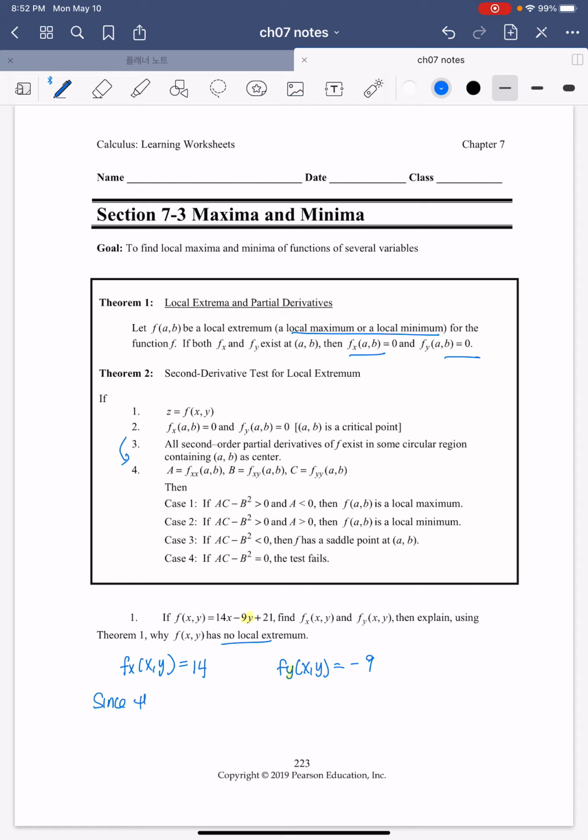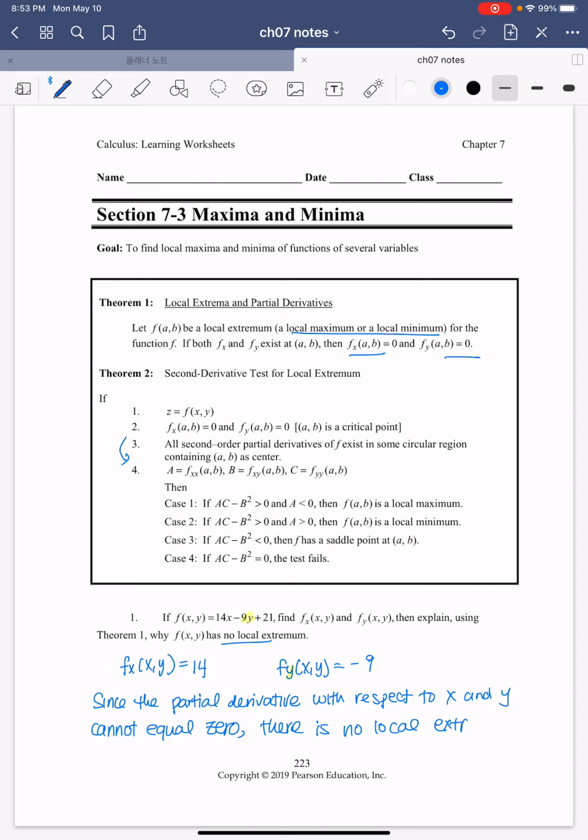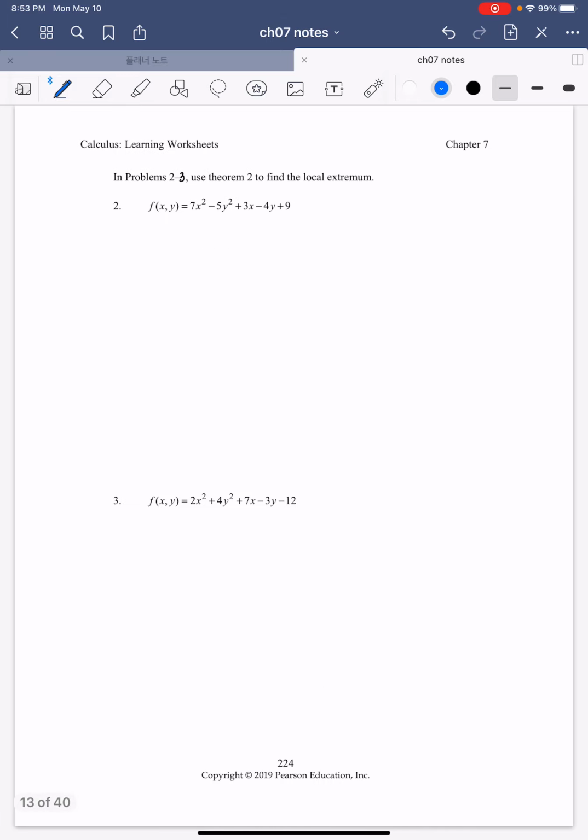Since the partial derivative with respect to x and y cannot equal 0, there is no local extremum. Okay. So let's take a look at the other two examples where we do have a local extremum.